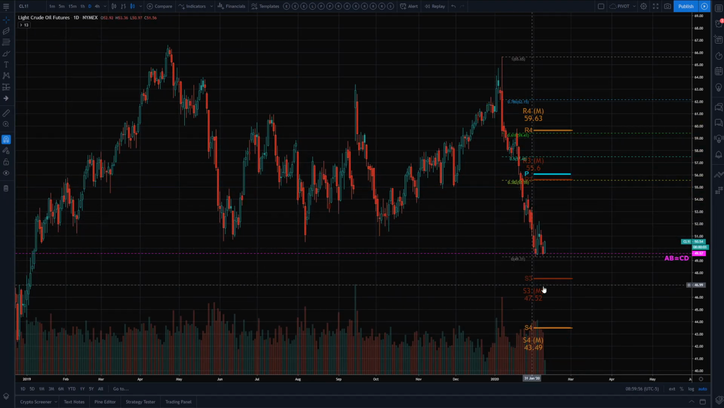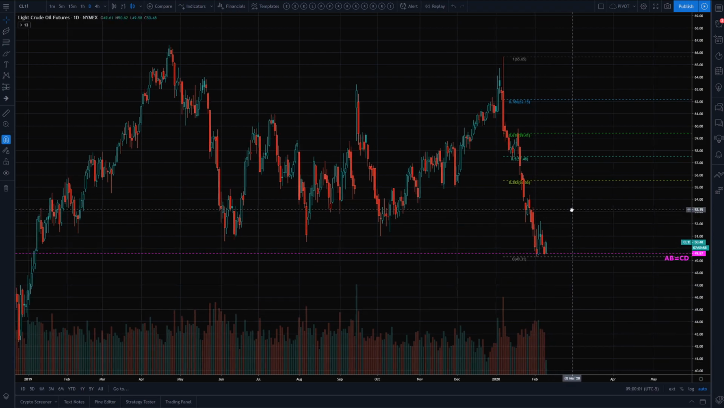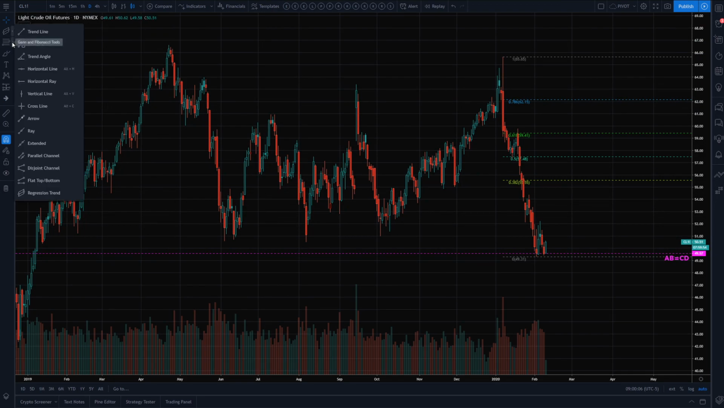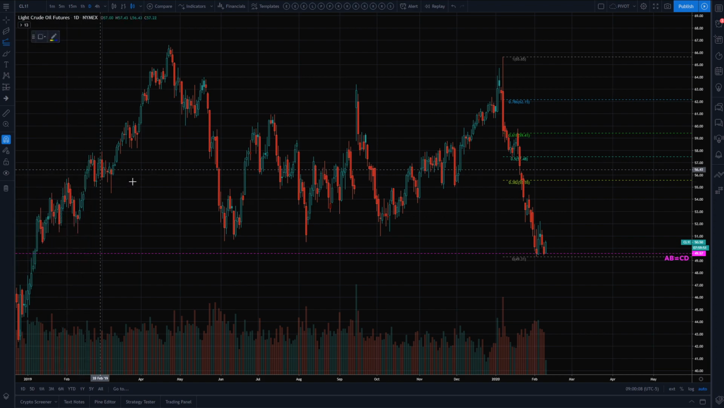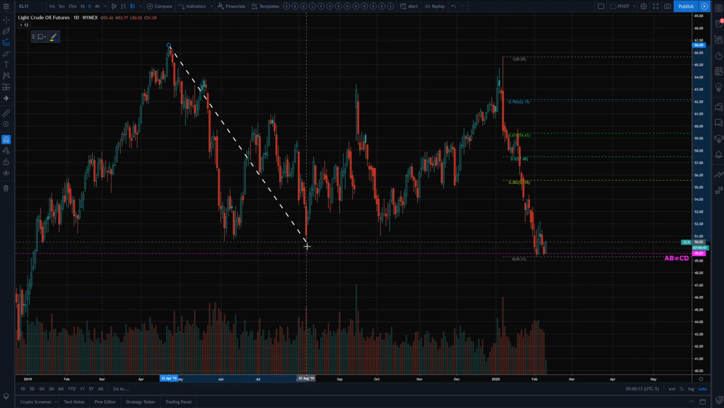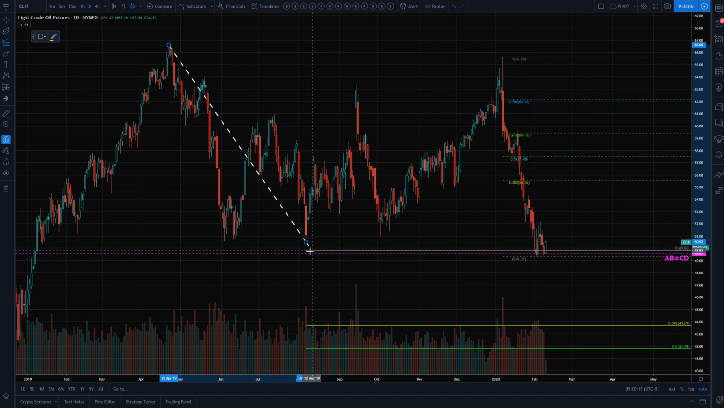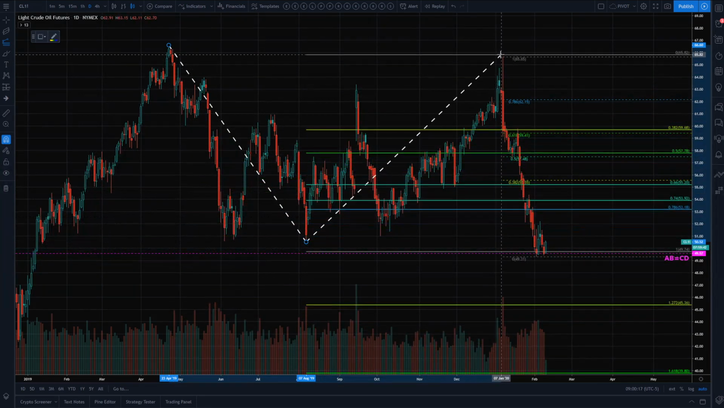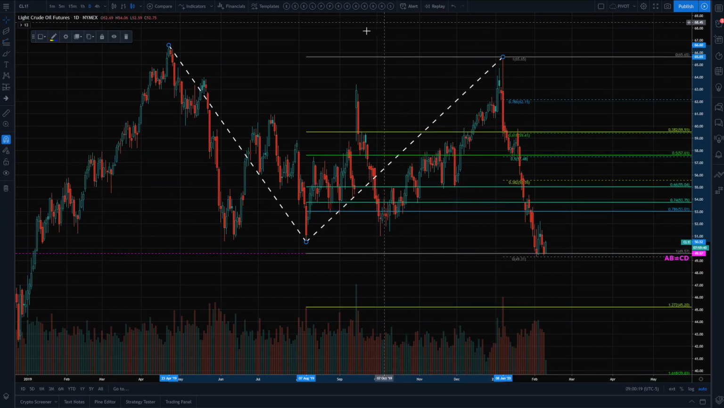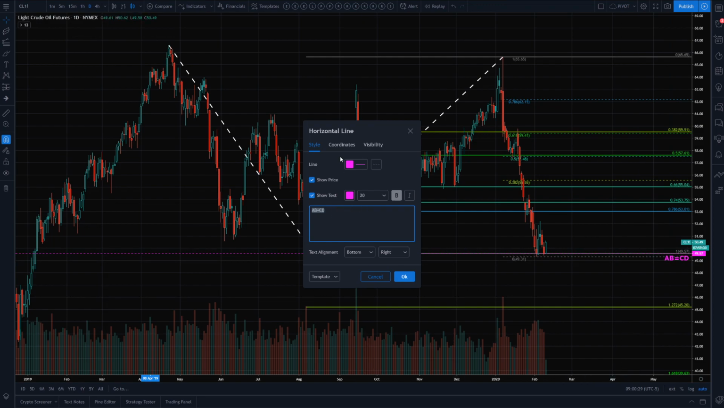Let me turn off some of these pivots. So the only real harmonic pattern that I'm a fan of is this AB equals CD pattern. And you perform it by finding the height of one wave from here to there and attaching that same height to the top of the next wave. And that value looks like it is 49.31. So I have this slightly off here.